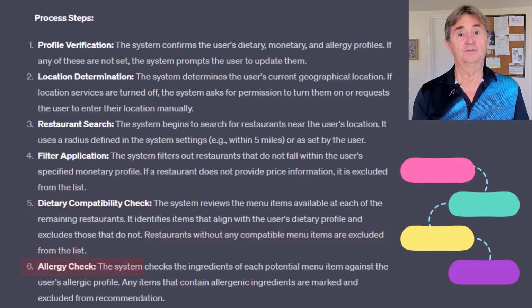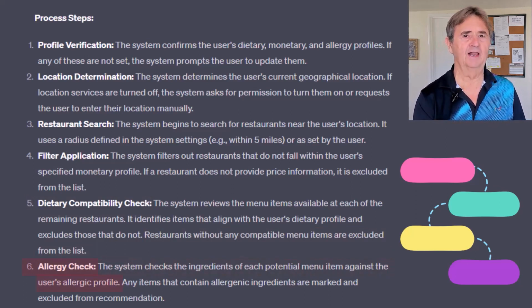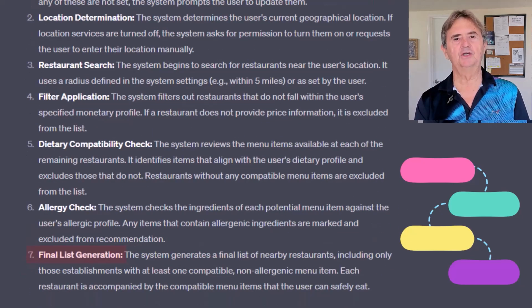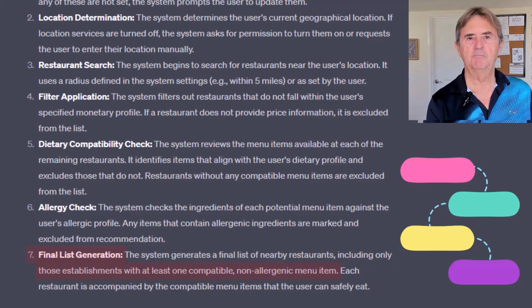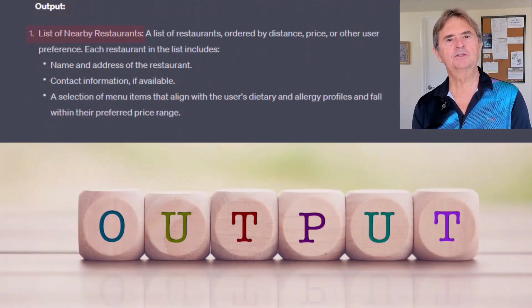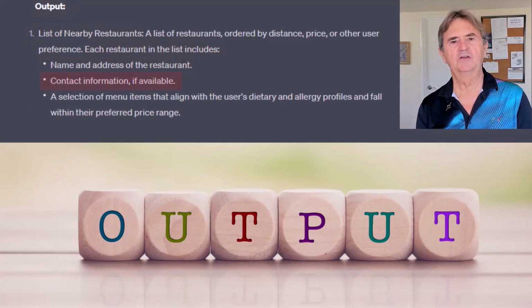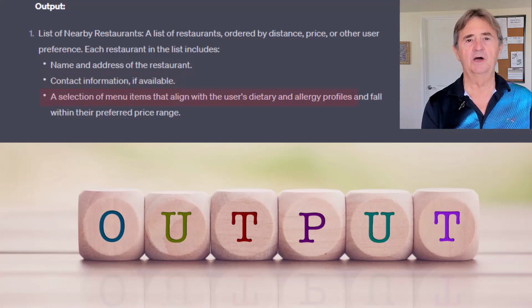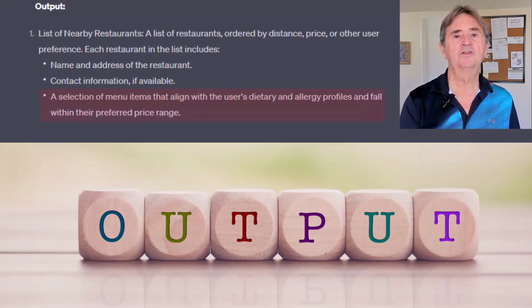Allergy check. The system checks the ingredients of each potential menu item against the user's allergic profile. Final list generation. The system generates a final list of nearby restaurants, including only those establishments with at least one compatible non-allergenic menu item. Output. A list of nearby restaurants. Each restaurant in the list includes the name and address of the restaurant, contact information if available, selection of menu items that align with the user's dietary and allergy profiles, and fall within their preferred price range.